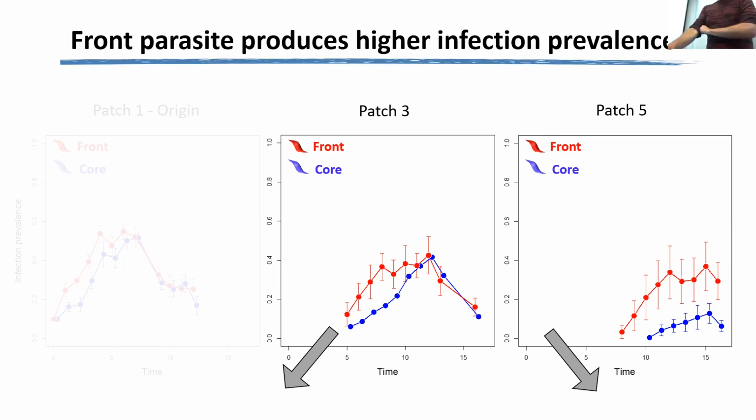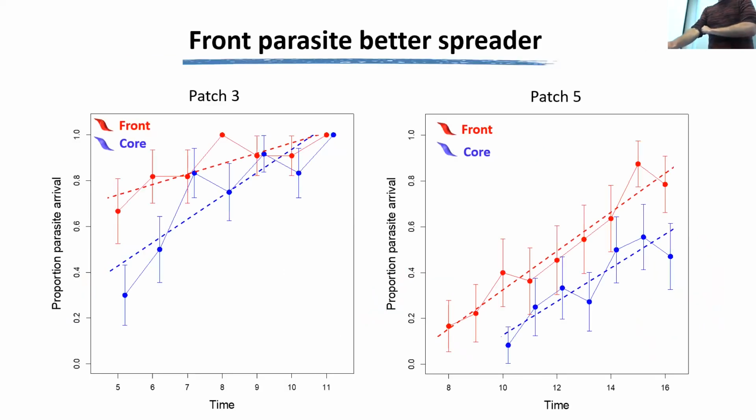All right, so let's take a look at 3 and 5. What we see here is the proportion of parasite that arrived in patch 3 over time, and the same for 5. Now for 3, the core tends to arrive at the same time point, but for the front we have a high proportion of replicates arriving on that patch. And when we look at 5, this is even more evident. It's clear that the front parasite arrives 2 time points earlier than the blue in patch 5.